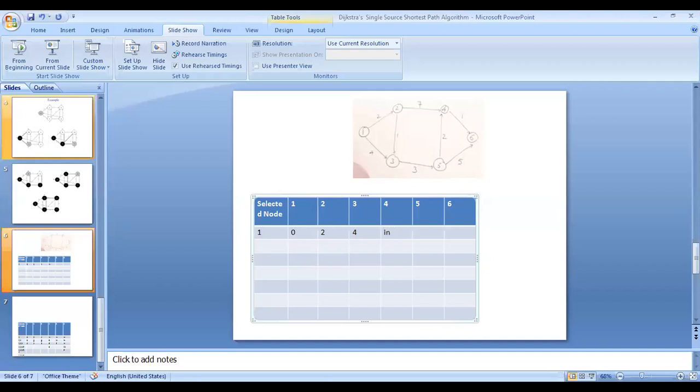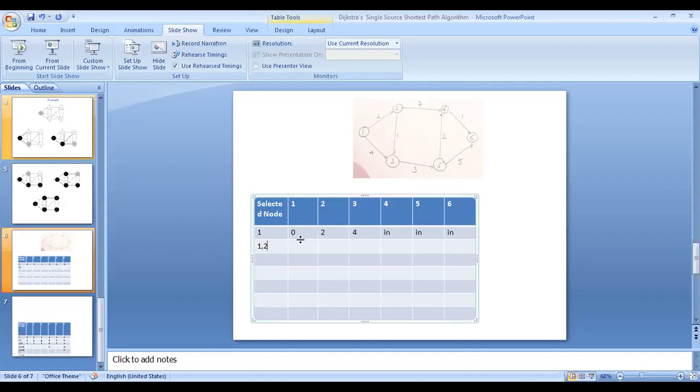For 1 to 5, there is no direct path, so we consider infinity. And 1 to 6, there is no direct path, so we consider infinity. So here there are two paths, 1 to 2 with distance 2 and 1 to 3 with distance 4. The minimum is 2, so we select vertex 2 and include it in the selected nodes.